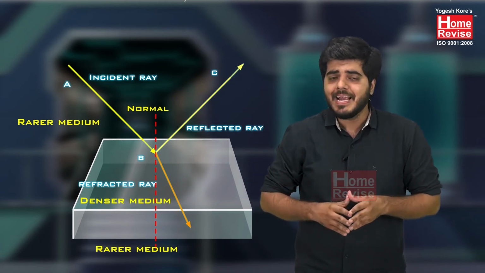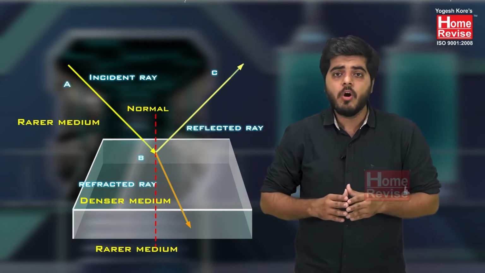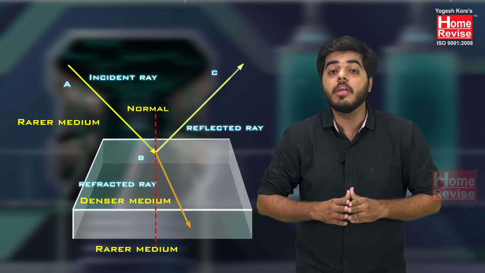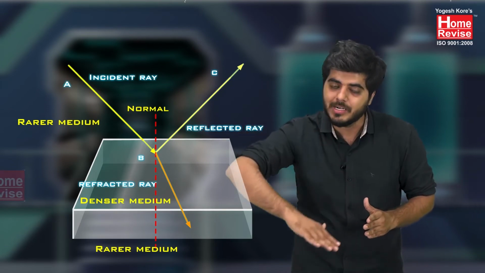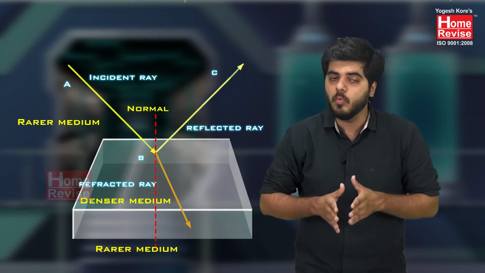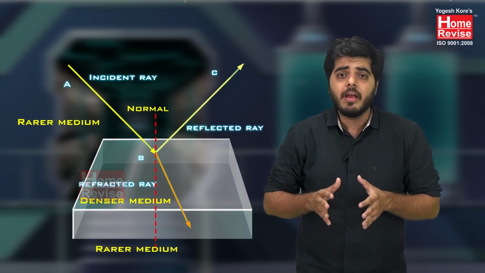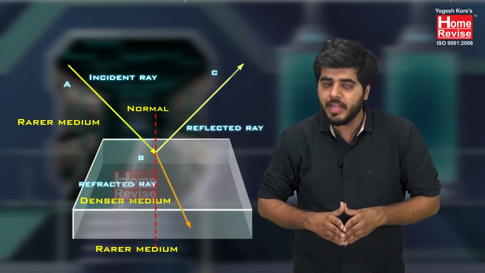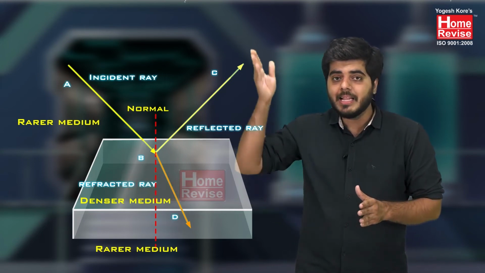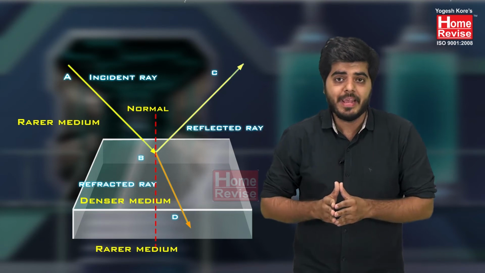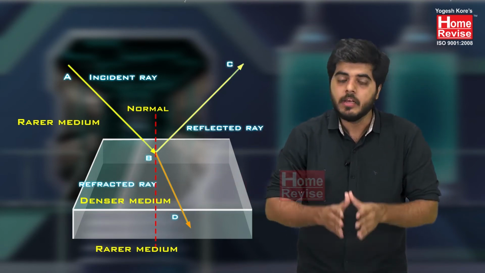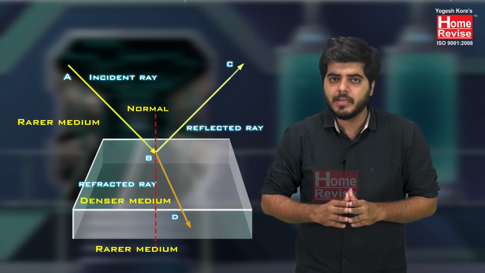Now what exactly is happening here? Our ray of light is traveling from rarer medium to denser medium, means the ray of light is going to bend towards the normal. So as you can see, the ray of light got bent towards the normal. This ray I'm going to name as the refracted ray. So it goes from B to D. So what was our incident ray? AB. What was our reflected ray? BC. What is our refracted ray? BD. So here the refraction part of our diagram is complete.